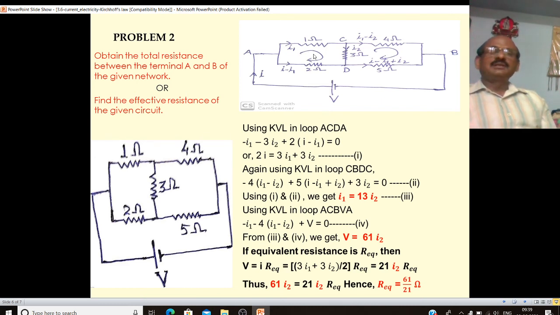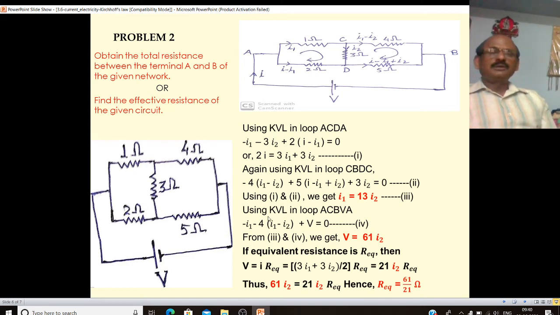Now see here, we have taken clockwise, that is KVL in the loop A, C, D, A. What will it be? Minus I1, minus 3I2, and plus 2 times I minus I1, equal to 0. From this we will get 2I equal to 3I1 plus 3I2. Again, if we use Kirchhoff's voltage rule in loop C, B, D, C, we will get this equation. Using 1 and 2, we will find I1 equal to 13I2.